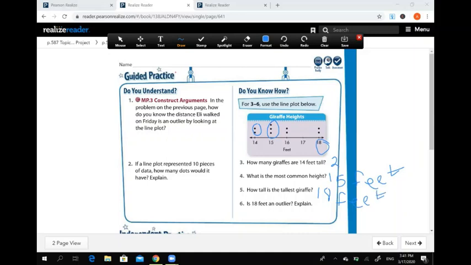Question number 6. Is 18 feet an outlier? Explain. 18 feet is not an outlier. No. Why? Because the values are close to each other.